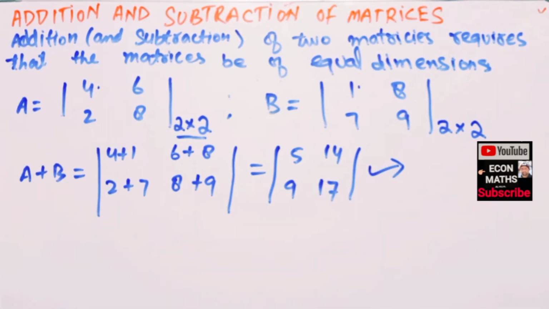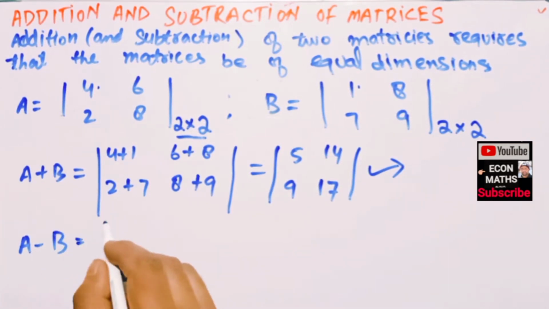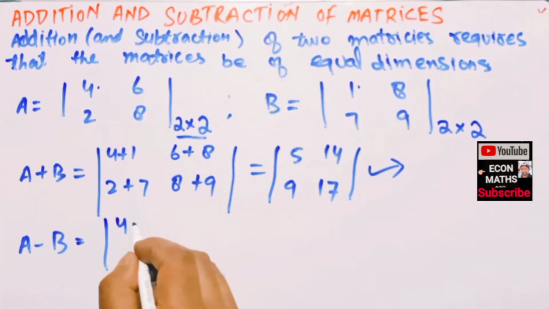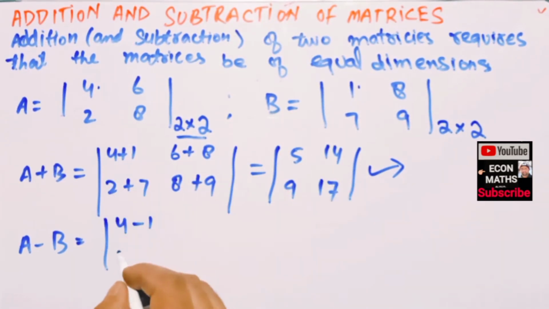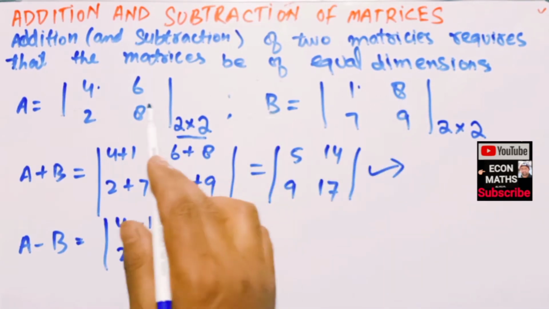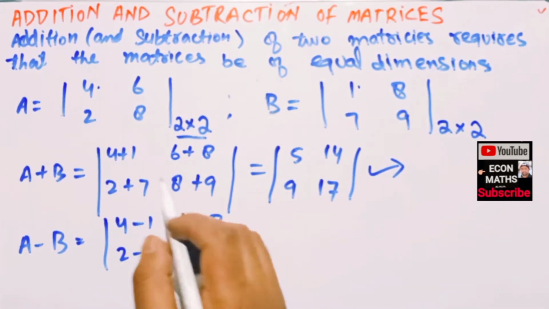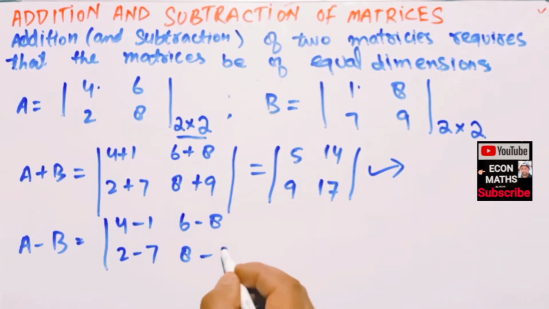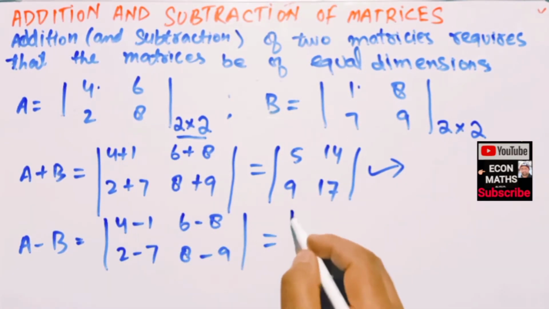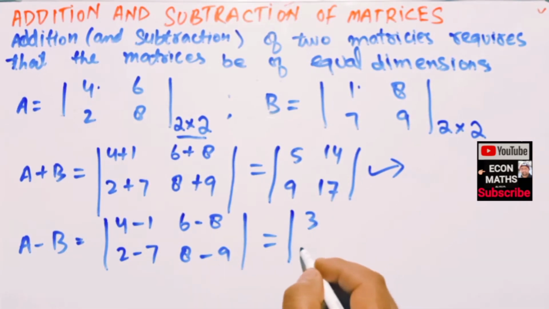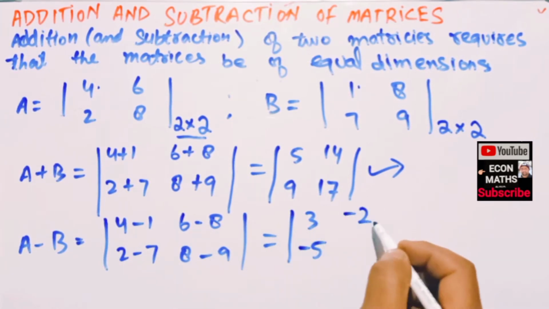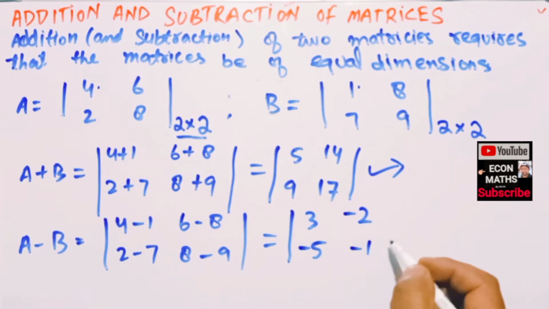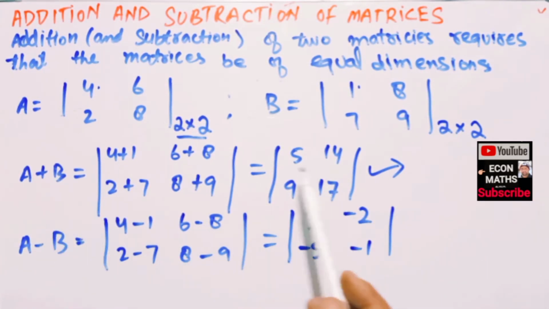Similarly, we can subtract them also. That is 4 minus 1, here it is 2 minus 7, here it is 6 minus 8, and here it is 8 minus 9. So this will become 4 minus 1 is 3, 2 minus 7 is minus 5, 6 minus 8 is minus 2, and 8 minus 9 is minus 1. So this is the addition of these two matrices, and this is the subtraction of these two matrices.